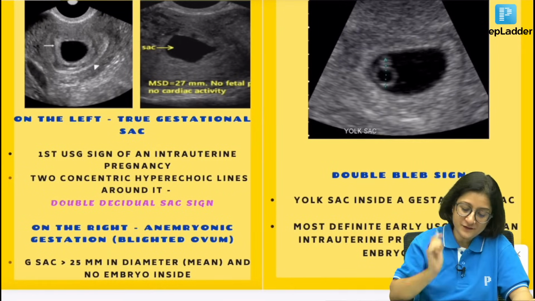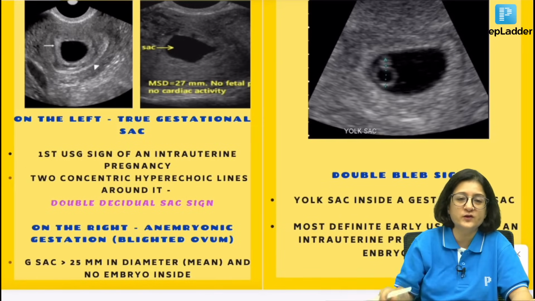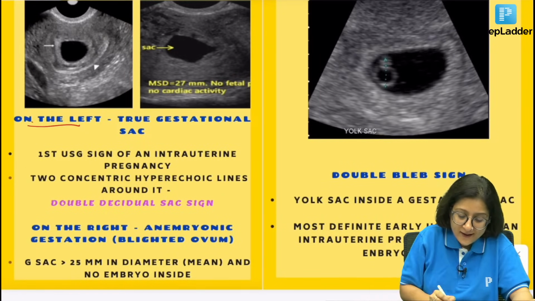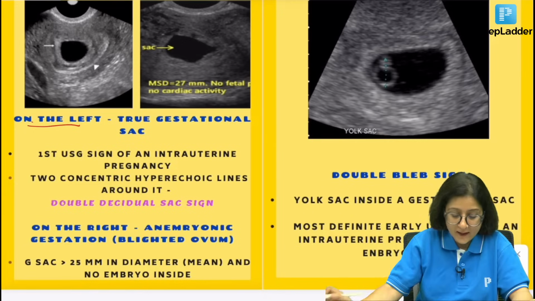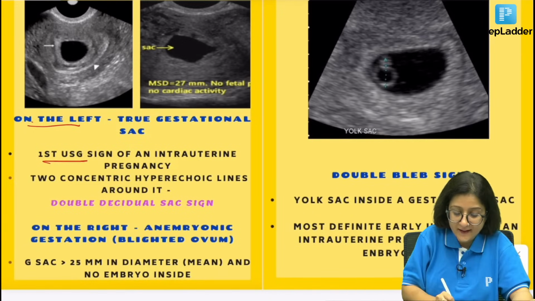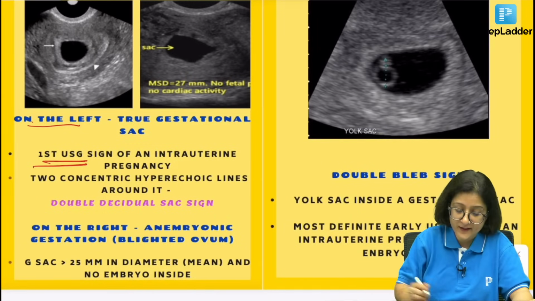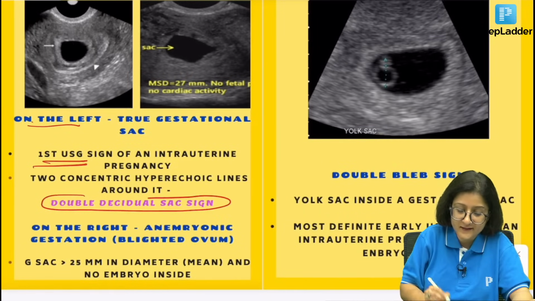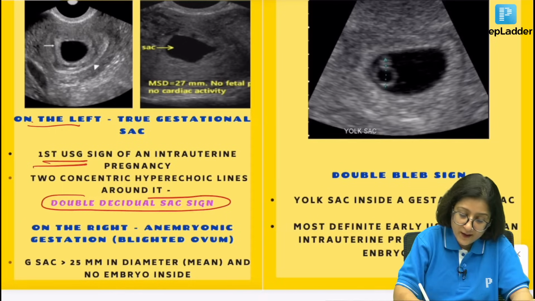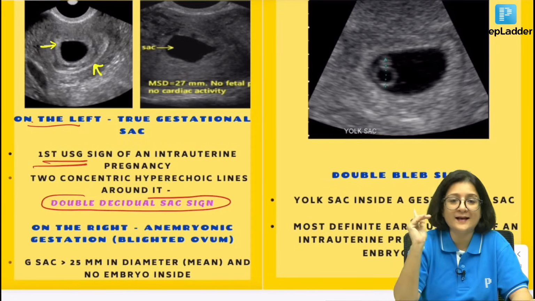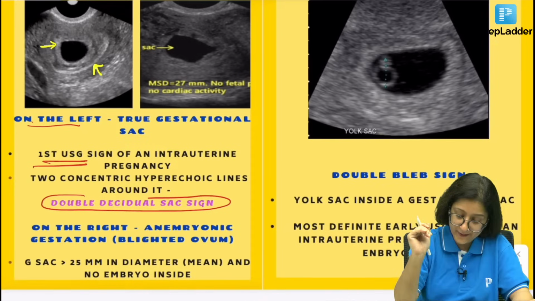Now these are certain images which I need you to recall for your exams, right? So image on the left, we are seeing a true gestational sac. Now how do we identify a true gestational sac? This is going to be the first ultrasound sign of an intrauterine pregnancy, because there will be a double decidual sac sign. Can you see here? There will be these two concentric white rings. This is because of the decidua parietalis and the decidua capsularis, all right.